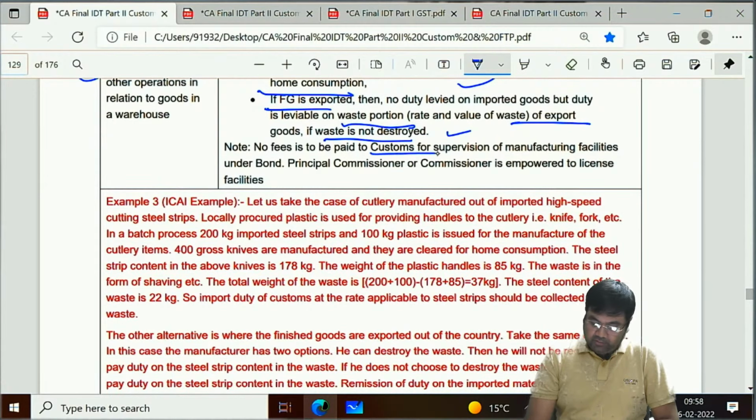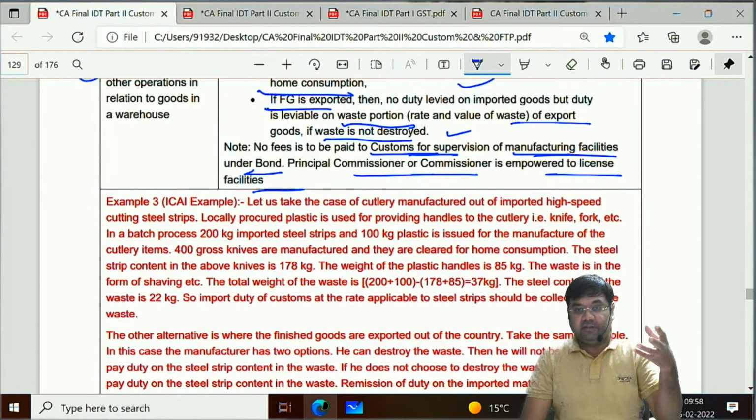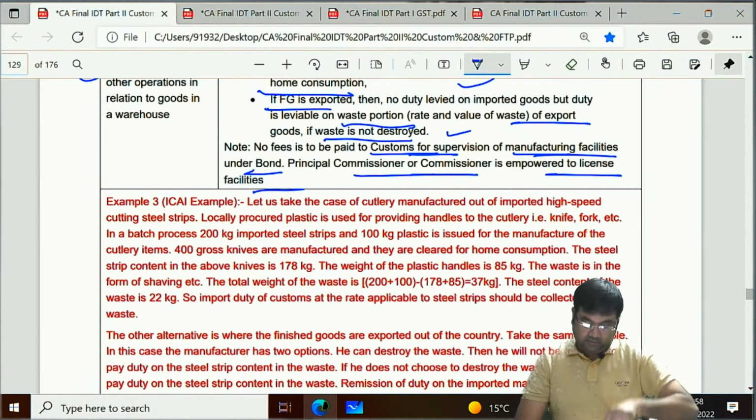No fees are to be paid to customs for supervision of a manufacturing facility under bond. The Principal Commissioner or Commissioner is empowered to license facilities. Okay, because not all the facilities, meaning all the warehouses, may have this option. So they are going to see it. Yes, if manufacturing is possible, they are going to see the facility asset.